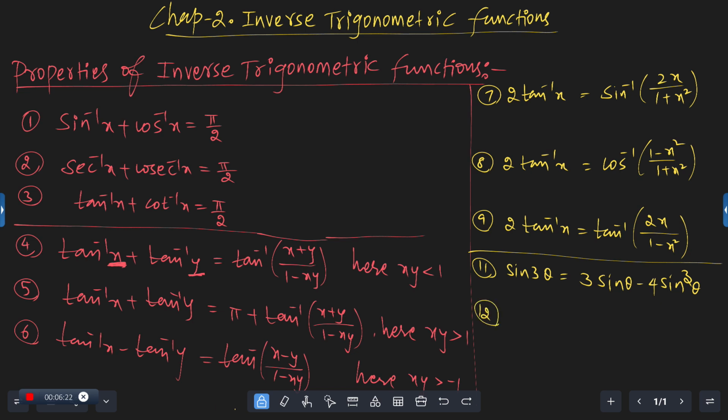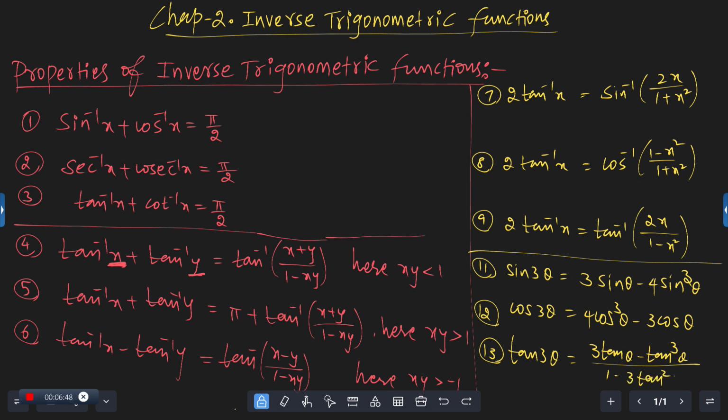Like that, the cos 3 theta formula. Cos 3 theta is equal to 4 times cos cube theta minus 3 times cos theta. In the same manner, the 13th one, tan 3 theta, which is equal to 3 times tan theta minus tan cube theta, whole divided by 1 minus 3 times tan square theta. So all these 13 formulas are very important, especially the ones in yellow color that I gave, those are textbook sums.